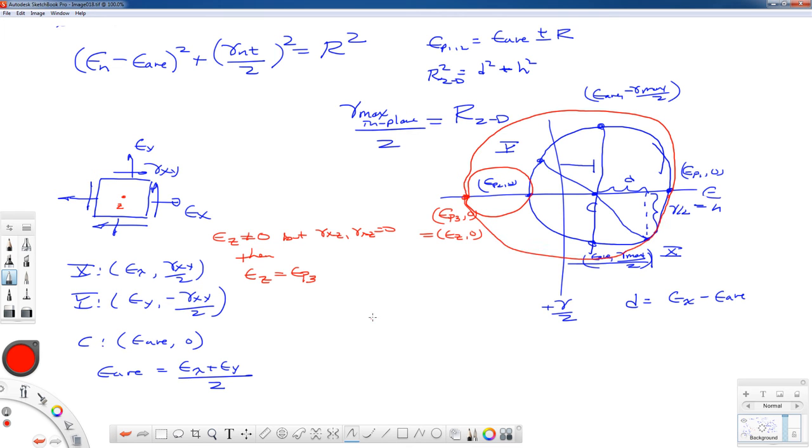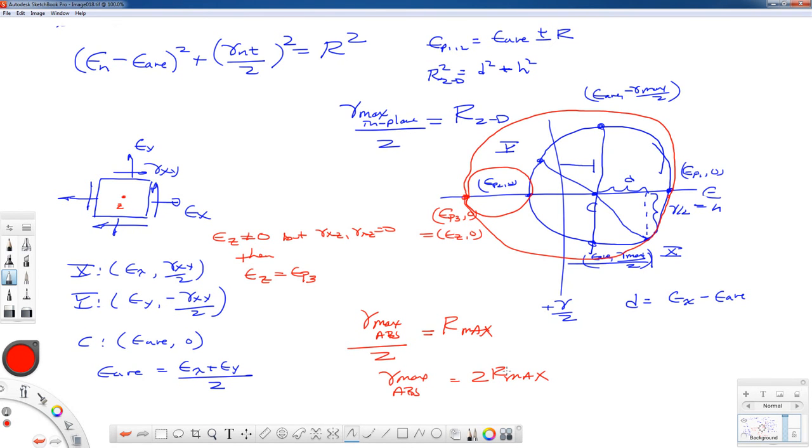If we wanted to find the absolute maximum shearing strain, well, divided by 2, that would be equal to the maximum radius of all of our Mohr's circles. In this case, it would be epsilon p1 minus epsilon p3 over 2 that would be the radius of the biggest circle. So gamma maximum absolute would be equal to 2 times my biggest radius.